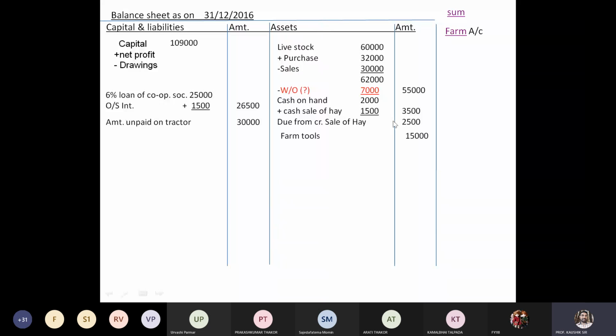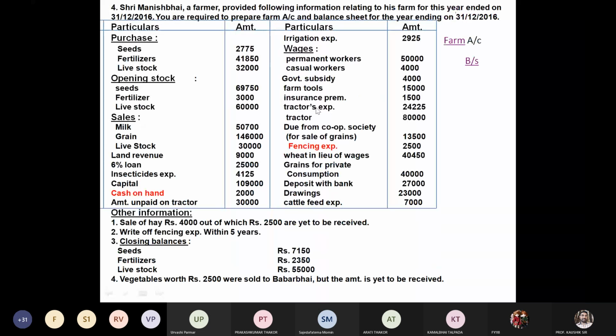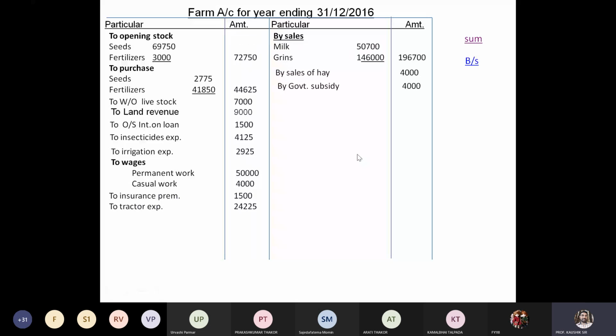Go to the sum again. Insurance premium 1,500 and tractor expenses 24,225 will be considered here as an expenditure. They are shown on the debit side of the farm accounts. Insurance premium and tractor expenses.